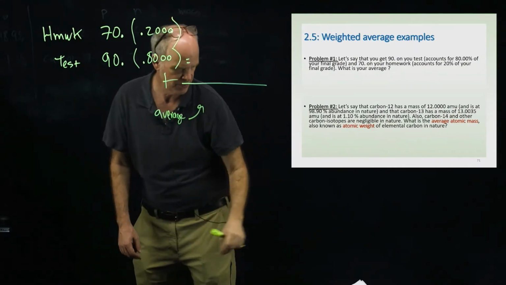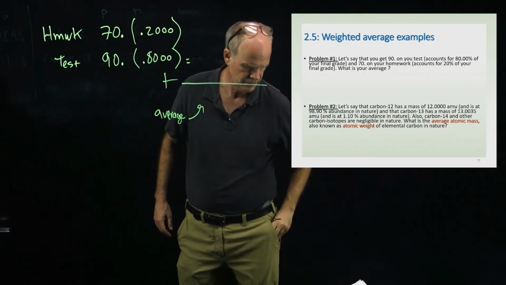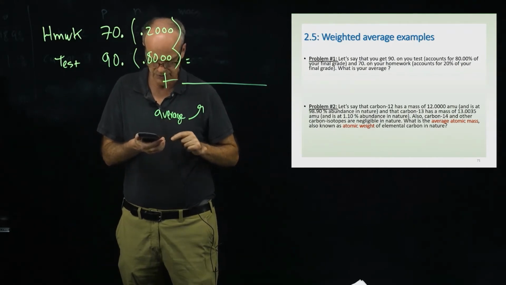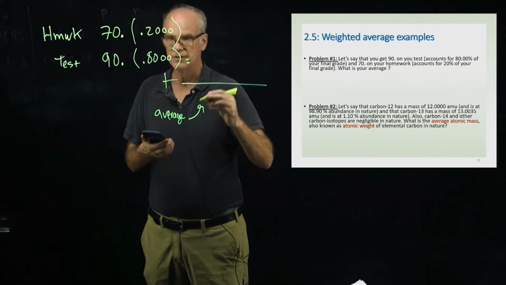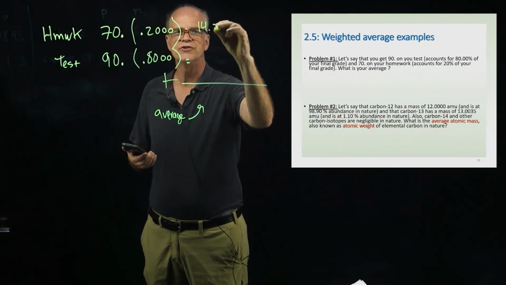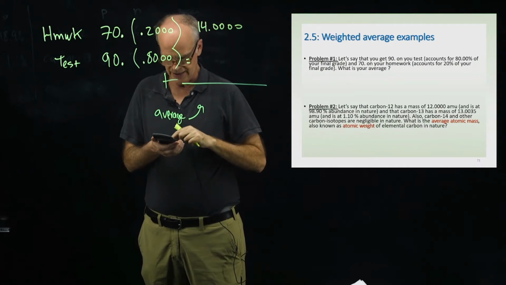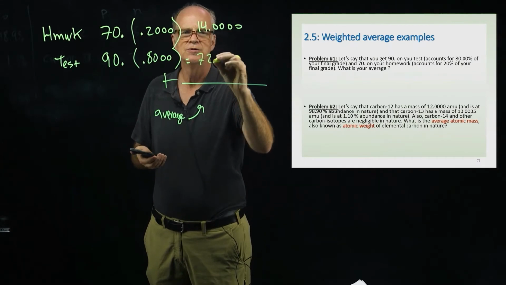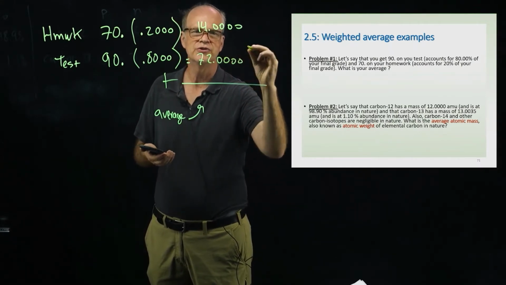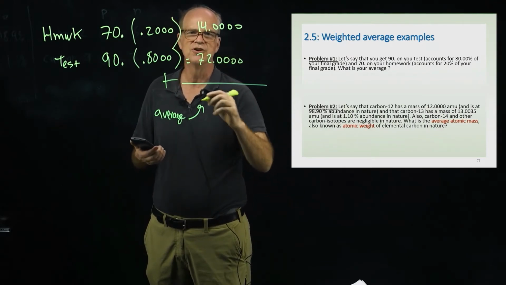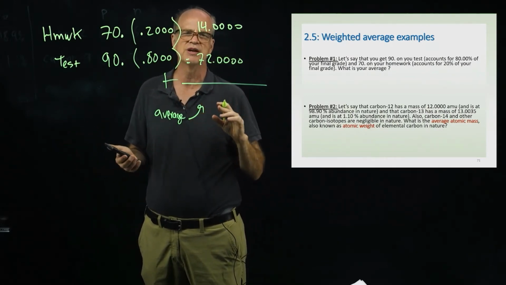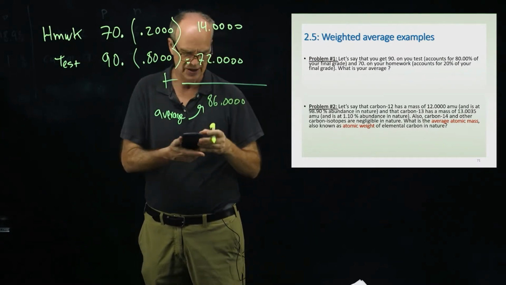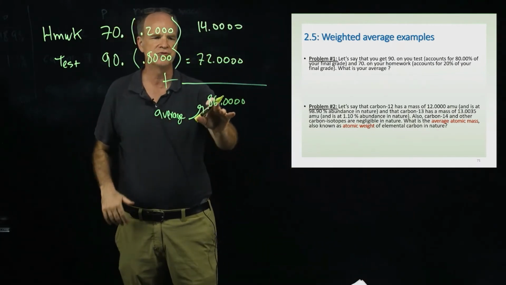So let's go ahead and do that. I'm going to get my calculator here. Okay, so 70 times 0.2 is 14.0000, and then 90 times 0.8 is 72.0000. If you add up these numbers without even considering significant figures right now, what would the answer be? The answer would be 86.0000.